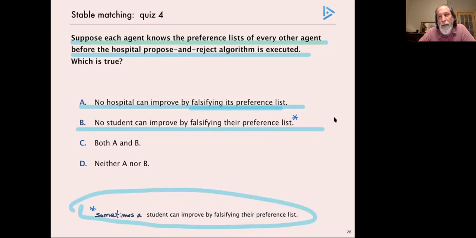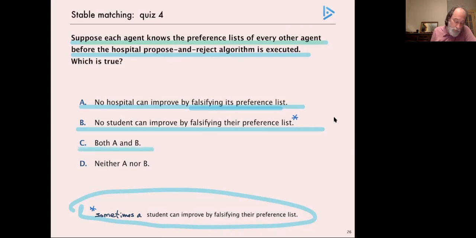so they don't get stuck with, suppose there's a hospital that really likes them, but they don't want to go to that hospital. If that hospital makes them an offer right away, they may never get to change. But if they know everyone's list, they may be able to lie about their preferences to make sure they get an offer from another hospital.